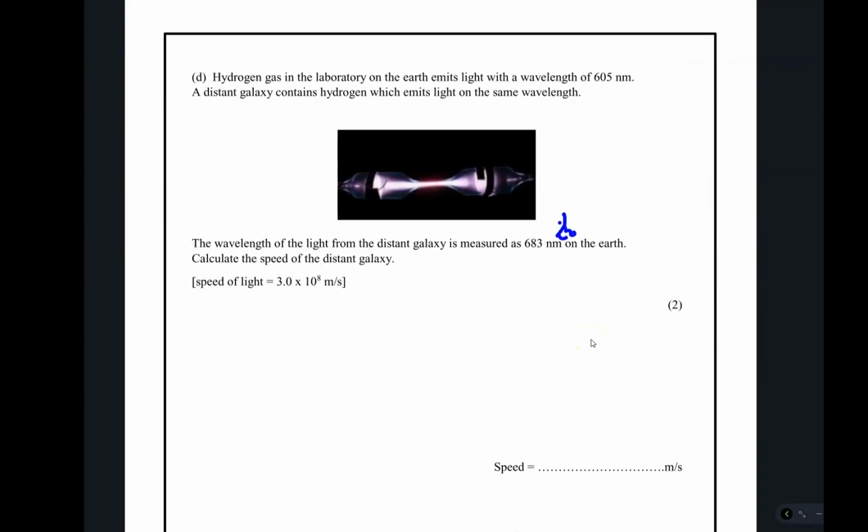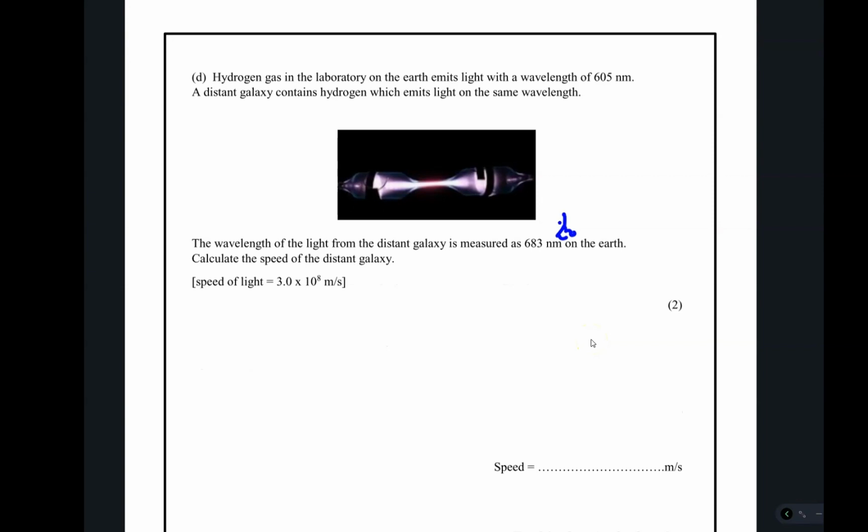Next, a particular question that you can be asked is about the Doppler effect equation. Now, we are told that hydrogen gas in the lab on Earth emits light with a wavelength of 605 nanometers. A distant galaxy contains hydrogen, which emits light at the same wavelength. Now, it emits at the same wavelength, but when that wavelength is observed from the Earth, it's seen to be 683 nanometers. So you can see there is a change, there is a shift in wavelength.